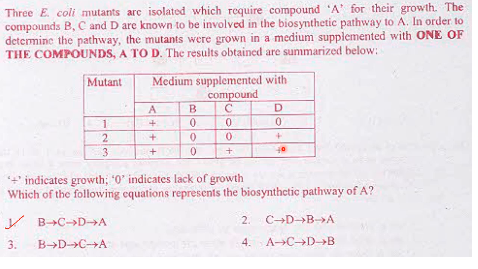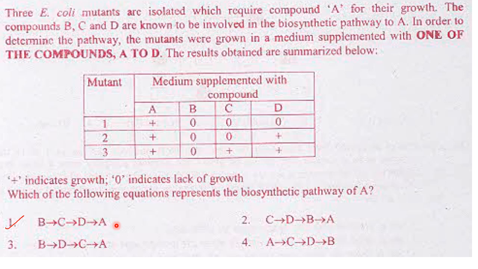Then for another compound where there is only 1 plus, less than D, that is C. So before D, C has to come. Then for B, where all the values are 0, that 0 value means it should come in the beginning. So B, C, D, A. That is the pathway for production of A.